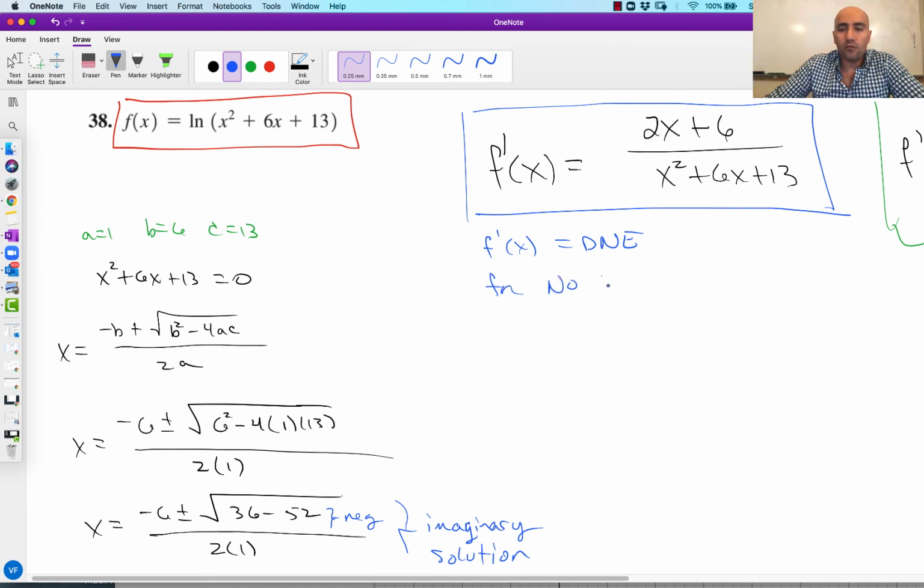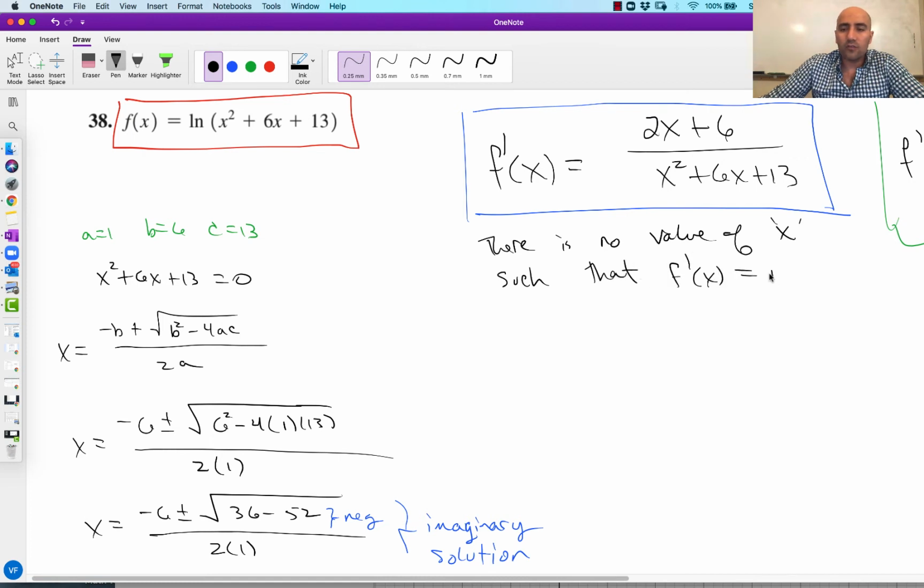Let me rephrase that again. What we've established is that there is no value of x such that f prime of x does not exist. There's no way to get a 0 in the denominator. You're not going to get a does not exist. Okay, the other way to get a partition number for the first derivative is to set it equal to 0.